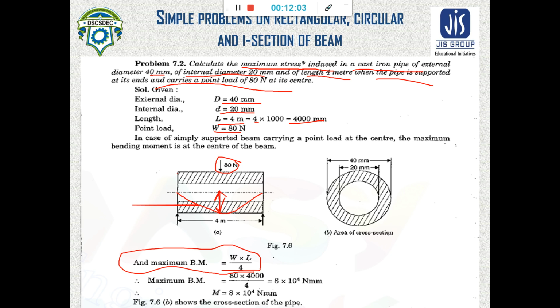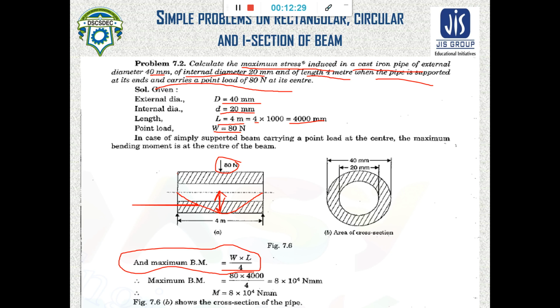So if we put the value of W and L, then the maximum bending moment will be 80 into 4000 by 4, that would give us 8 into 10 to the power 4 Newton millimeter. So bending moment will be 8 into 10 to the power 4 Newton mm. So that bending moment we have found. Now what do we need to find?